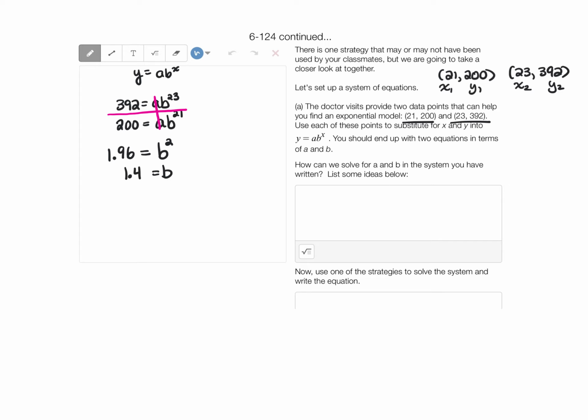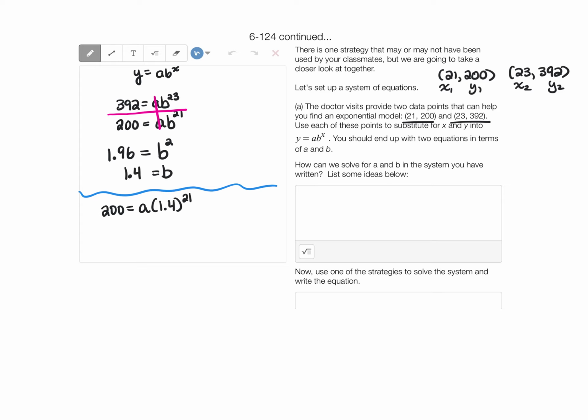So now that I know what B is, I can rewrite one of the equations. I'll write the second one here. So let me just differentiate what we're doing. We found B, let's find A. So 200, our Y value, equals A times 1.4 to the 21st power, now that I know what B is. So now I just have to solve that equation for A.